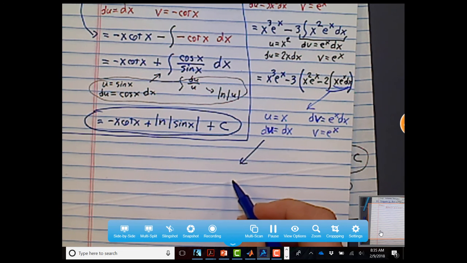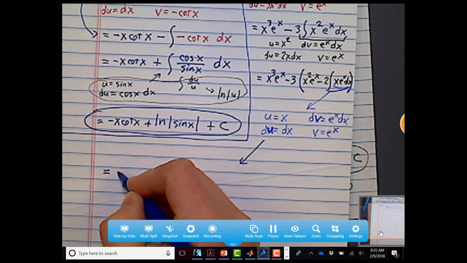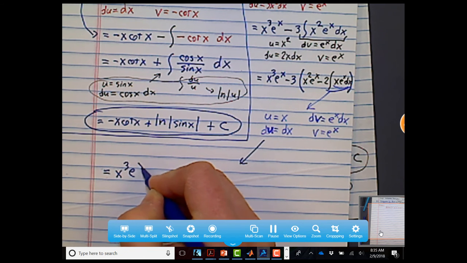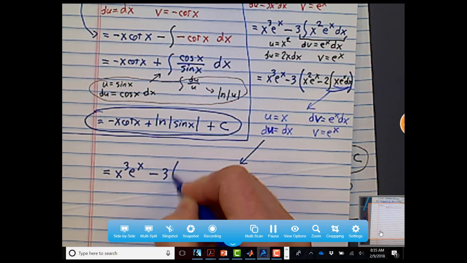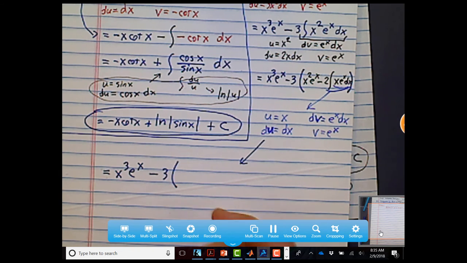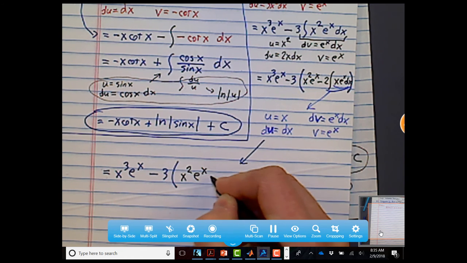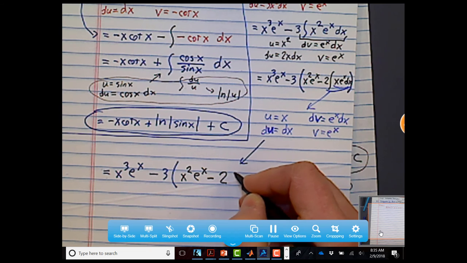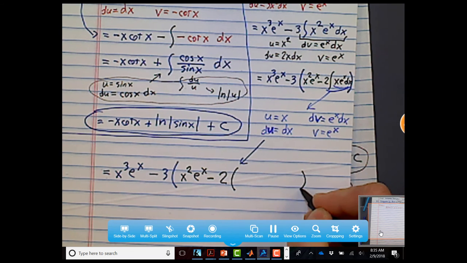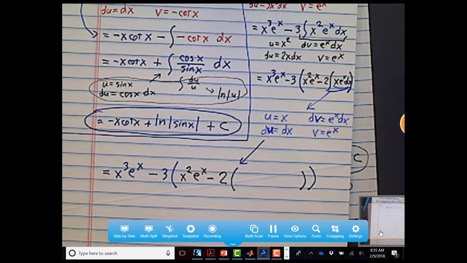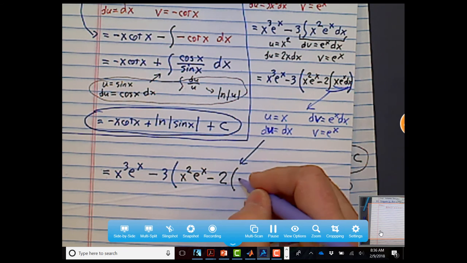We have this whole mess equals x cubed e to the x minus 3 times a bunch of stuff. And the stuff, which I started writing in black, is x squared e to the x minus 2. And now I need another parenthesis for the new integral. Check that out. That's pretty cool. So what goes in there? x times e to the x, yep.